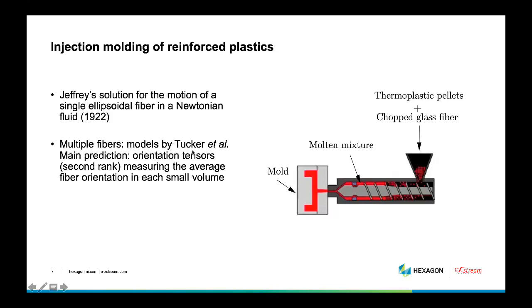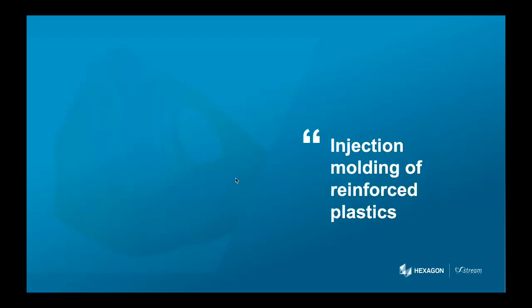And the main prediction of these models is that they are able to predict what are called the orientation tensors, second rank orientation tensors. And the orientation tensors, and I will come back to it a little bit later, are basically a measure of the fiber orientation in each small volume. So this is the microstructure that you get from this process, and there are models which are able to predict it.